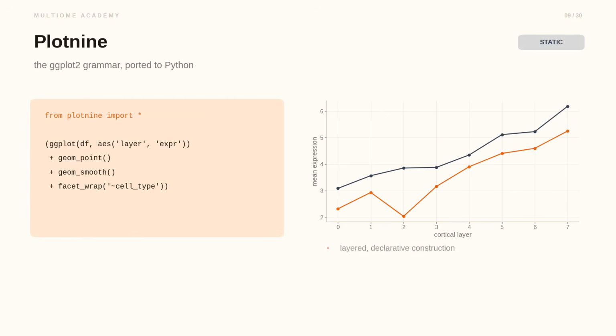Plotnine ports the ggplot2 grammar of graphics into Python. You build a plot in layers, data and aesthetic mapping, a geometry, then facets and scales. If you came from R, the syntax is already familiar. Output is static, so treat it as a Matplotlib alternative, not an interactive one.